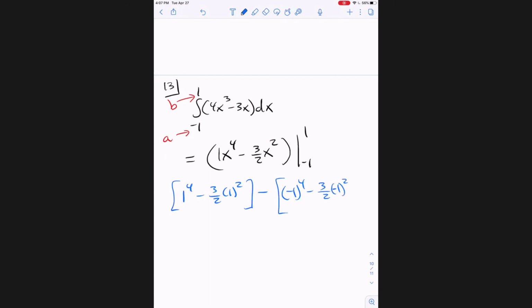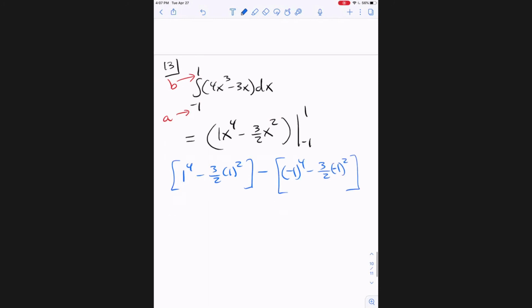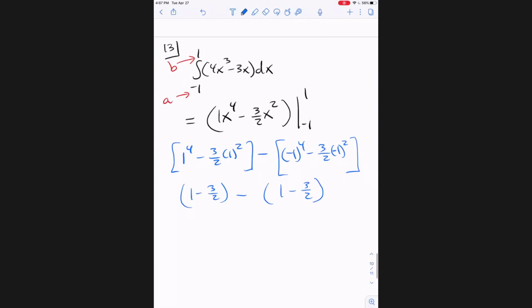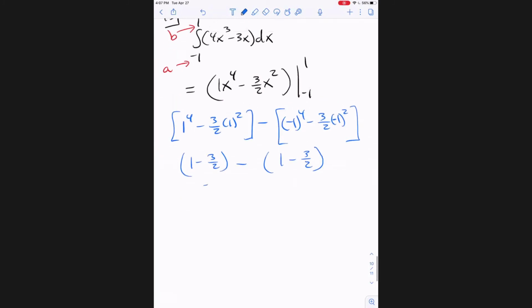Oh my God, this is an odd function. I just realized you're gonna get a 0 here. So 1 minus 3 halves minus 1 minus 3 halves. Well, whatever 1 minus 3 halves is, minus itself is 0, right? So 1 minus 3 halves is -1/2 minus -1/2, and minus a minus is plus, so you get 0. Yeah, that wasn't very fun, but at least you got some practice.